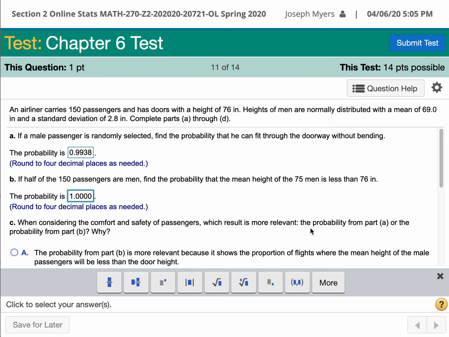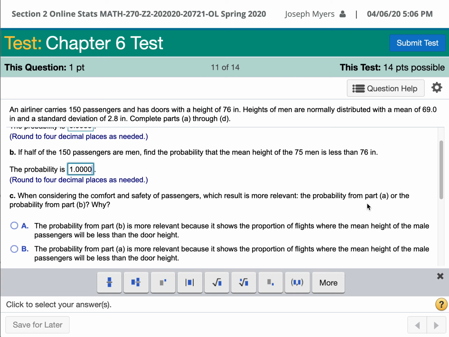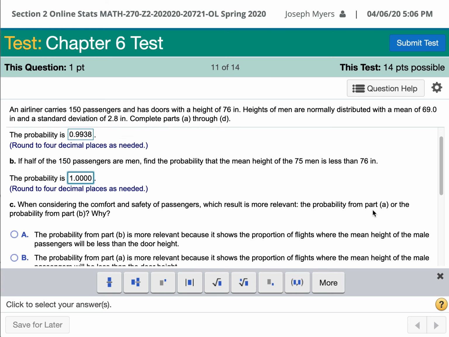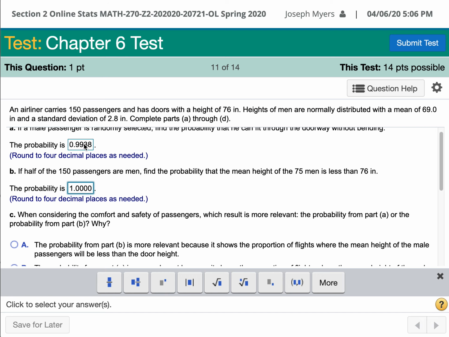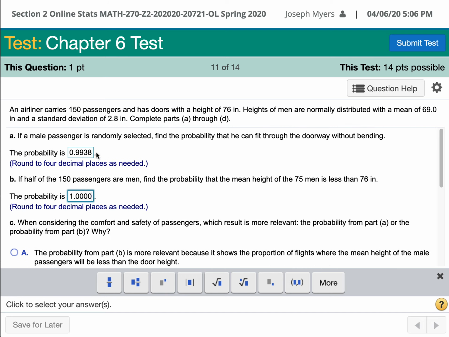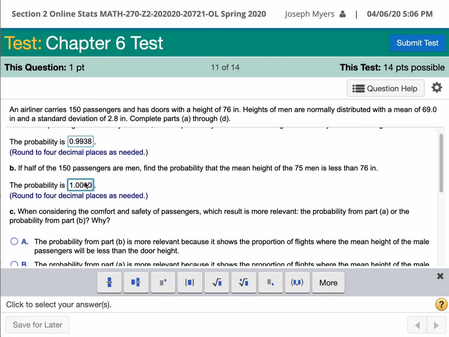And then it says, when considering the comfort and safety of passengers, which is more relevant? The probability from part A or the probability from part B? Why? Well, this probability is the proportion of individual passengers who can walk through the doorway. This probability right here is the probability of the average of a whole group of men fitting through the doorway. We already know the average of the men is only 69 inches, so there's almost 100% probability that an average group of men, the average person in them, can fit through the doorway.